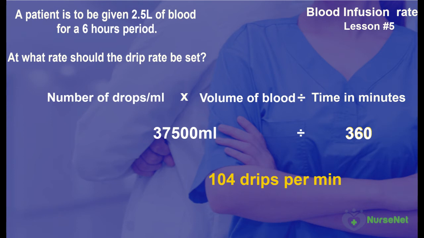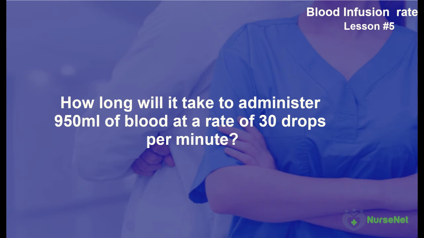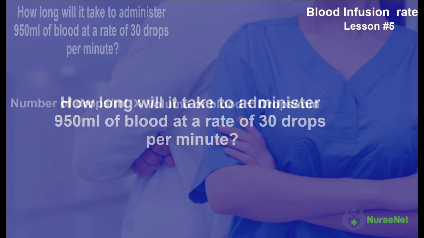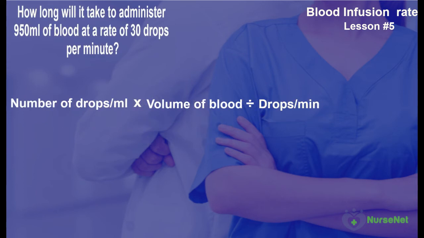Let's do one more, but this time in the context of how long we should administer the blood if we know the volume and the drip rate. How long will it take to administer 950 milliliters of blood at 30 drops per minute? This time we need to use our time calculation formula where we have number of drops per milliliter multiplied by the volume of blood divided by the drops per minute. So we have 15 drops per milliliter by the volume of 900 milliliters.